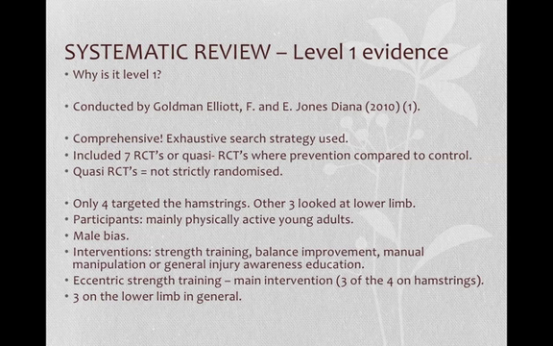The participants were mainly physically active young adults. There was a male bias in the study, and unfortunately that was what people had done studies on: physically active young males. A lot of sporting teams, basketball teams. There was obviously the AFL study, the soccer study, and one of them looked at runners as well. Now there were different interventions. The most common was eccentric strength training protocols. Another one looked at balance and proprioception. Another looked at manual manipulation. And there was one study that just looked at general injury awareness as an intervention.